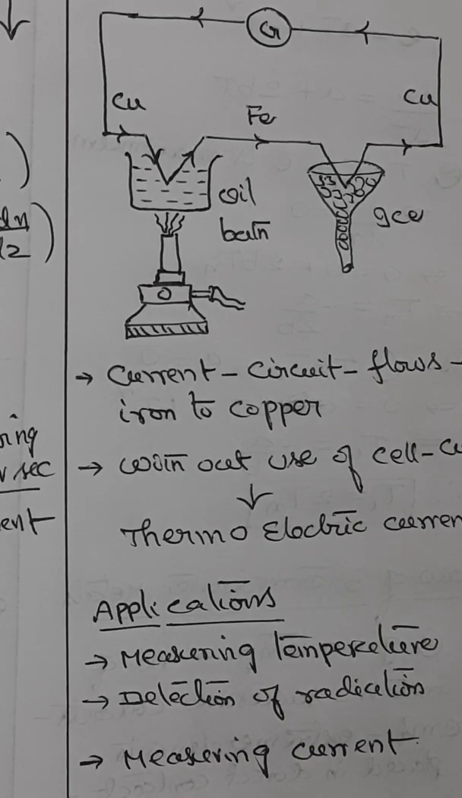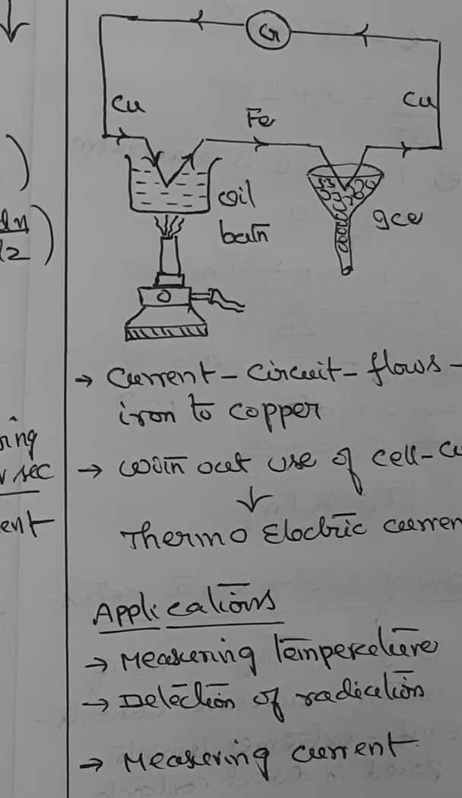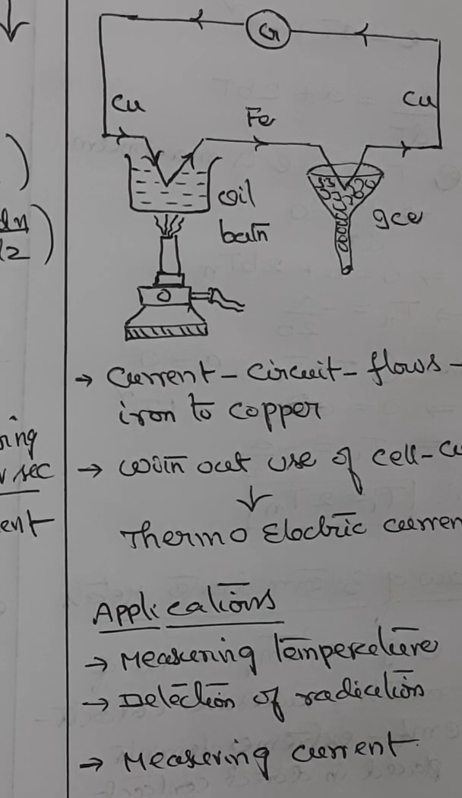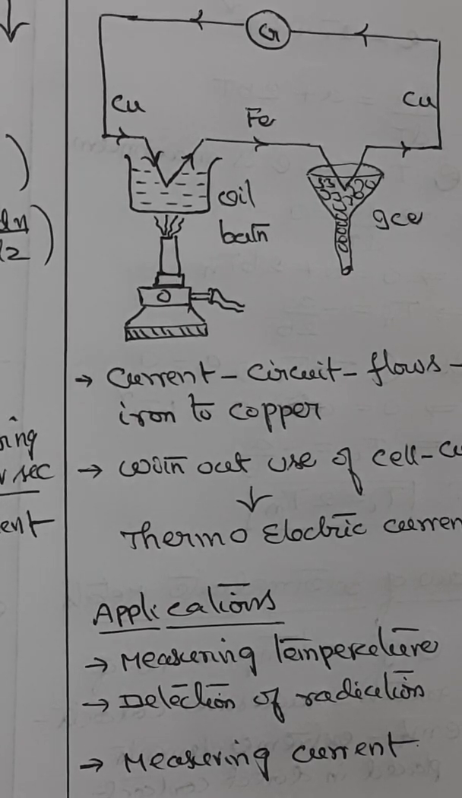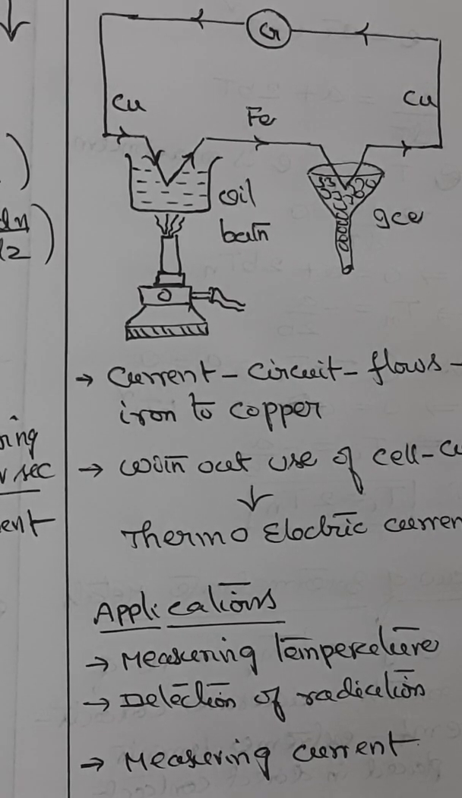The thermopile can be used in the detection and measurement of radiation. A thermopile consists of a number of bismuth-antimony couples arranged in series so as to multiply the effect. One set of junctions is protected from radiation while heat is allowed to fall on the other set. The deflection produced in the galvanometer, which is generally connected in series with the thermopile, is proportional to the radiant heat energy.